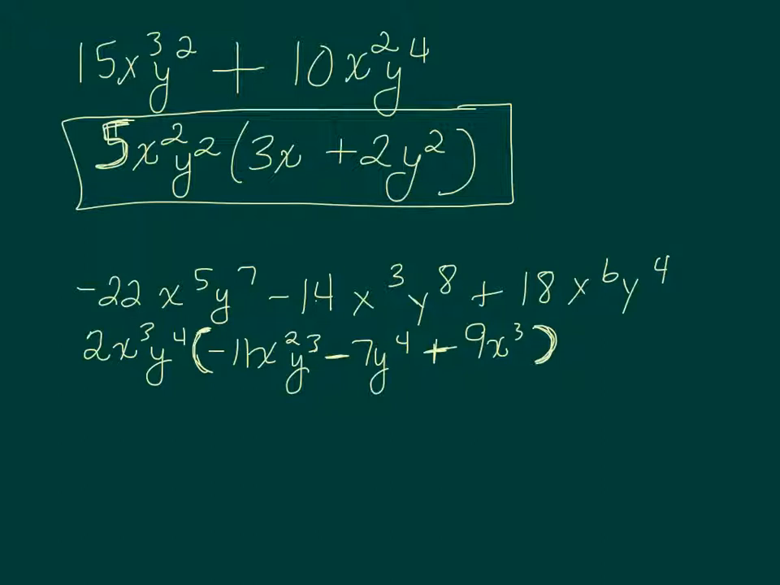Now, this is a good time to say this: you want to check to make sure that you have not left anything in common in your numbers or your variables. So if -11, -7, and 9 had a factor in common, then I wouldn't be done yet. I need to take some more things out. So that's the reason why you want to take out the greatest common factor. Alright, so here is the factored form.